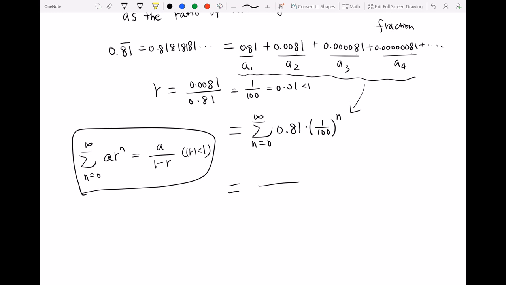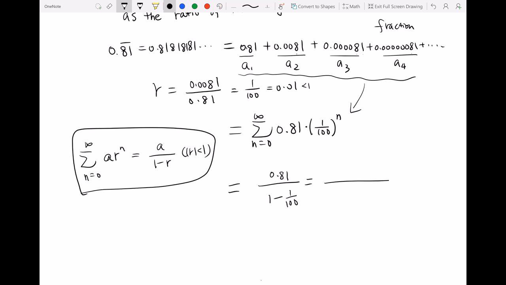Now, I would like a student to help me finish this. Bella, could you please help me to complete this? What is a, what is r, and I can finish this fraction? A is 0.81. 0.81. One minus r is 1 minus 1 over 100. Perfect. Yes. So can you finish that?